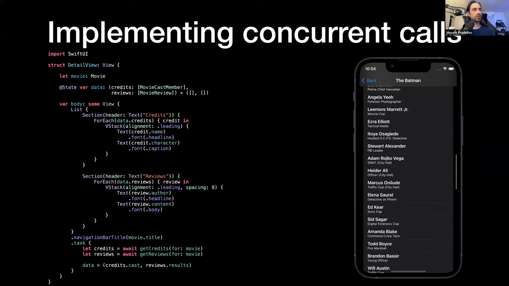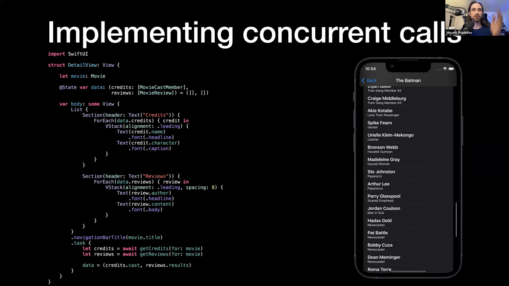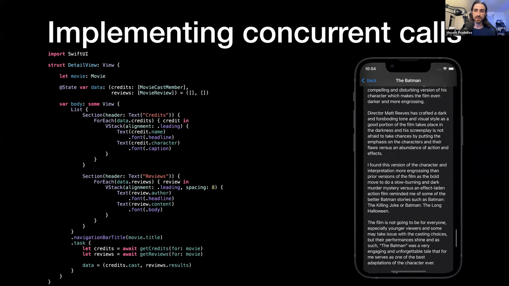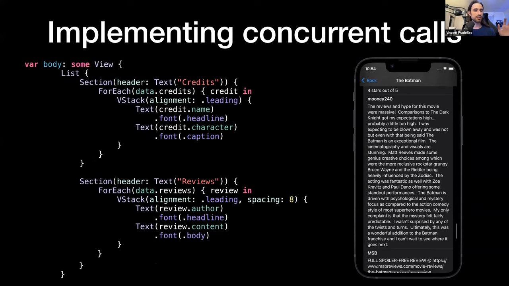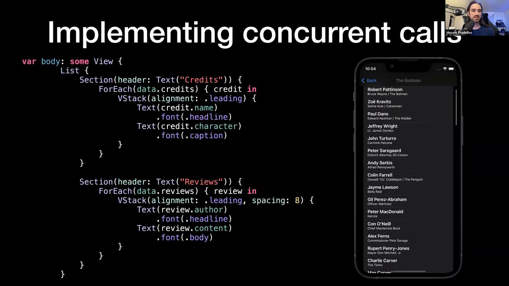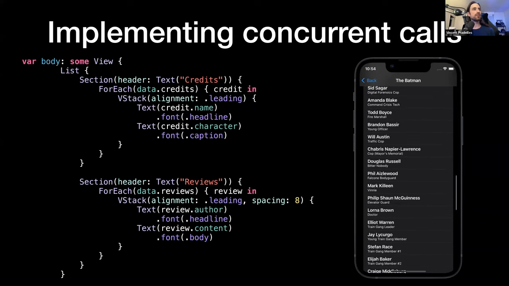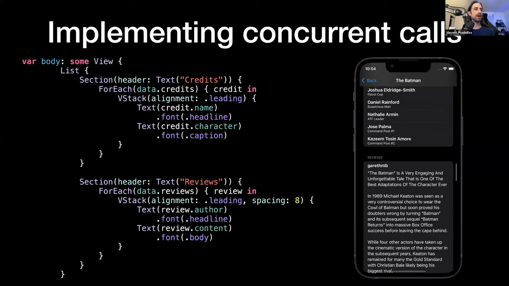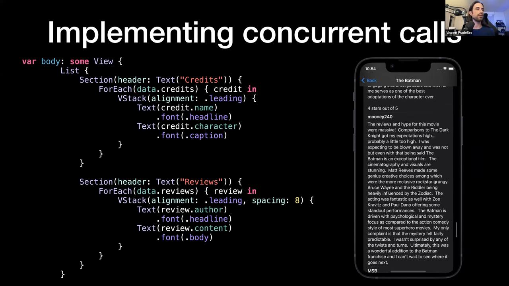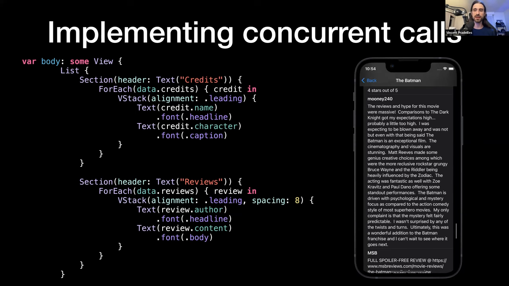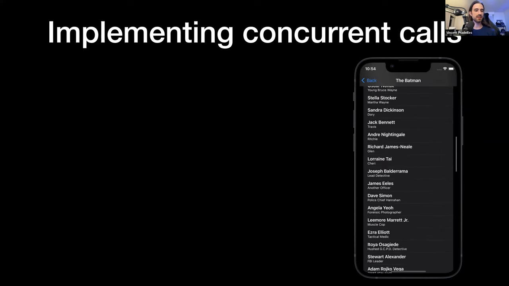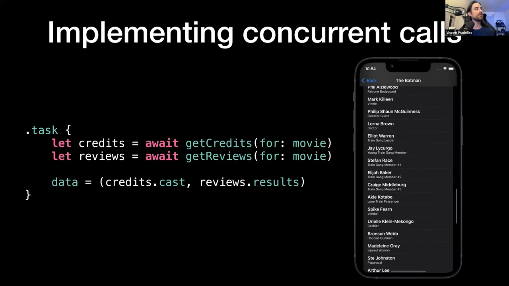So here is once again the code for what you're seeing on the right. You can see that once again, the entire code fits in a slide, which is pretty nice. First, here's the code for the screen. As you can see, pretty basic. I have a list with two sections: first the credits, then the reviews. Inside, I'm just doing a ForEach over either the credits or the reviews that are available in my data object. The interesting part is, of course, how do I construct this data object? And this happens inside the task modifier.